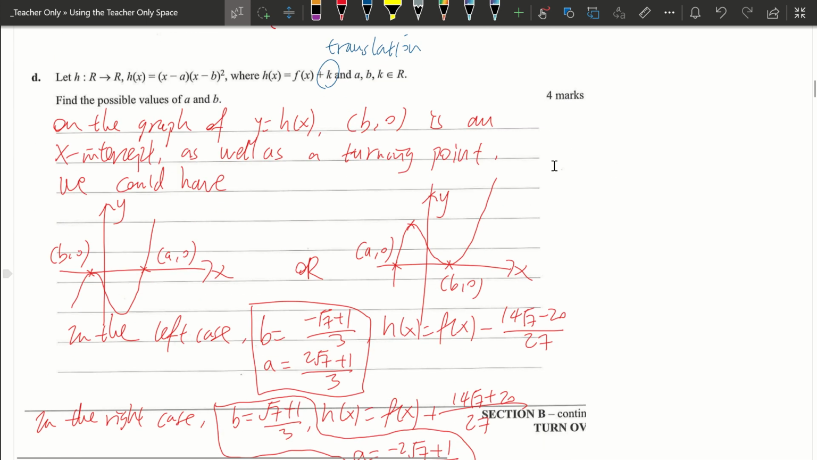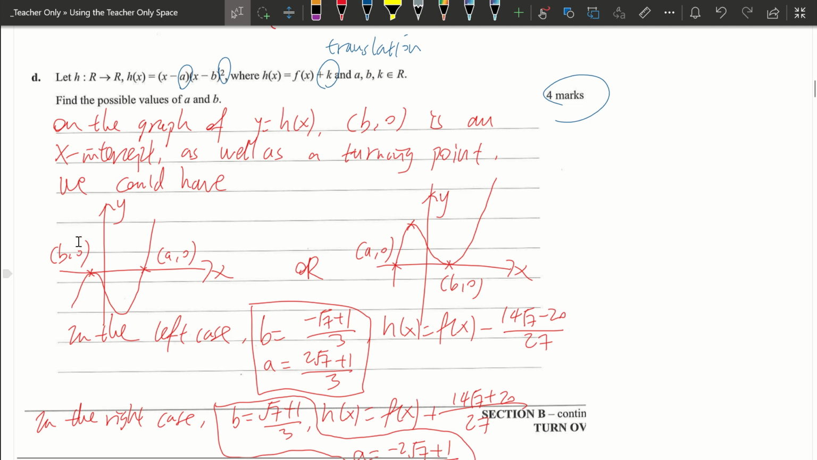Okay, it's 4 marks, so it's not meant to be easy. But if we ignore f for now and we just consider h and the graph of y equals h(x). Because it's written in factorized form, I know this: (b, 0) is an x-intercept, and it's a turning point. The turning point comes about because it's a square. Right? Anything that's squared is a turning point as well as an x-intercept. And we also, of course, have a. a is also another x-intercept. So there are two possible cases here. One is the left-hand side. Right?